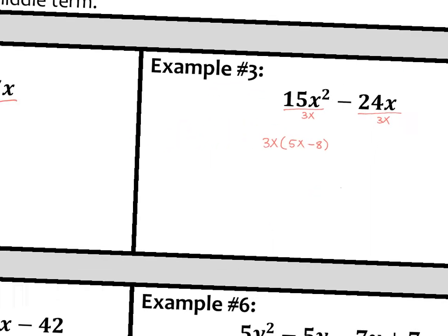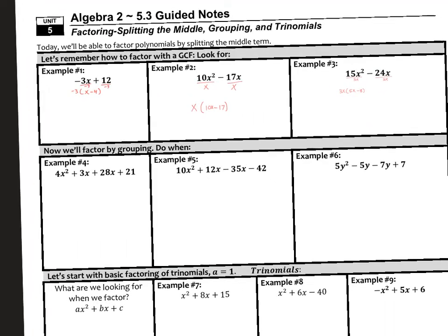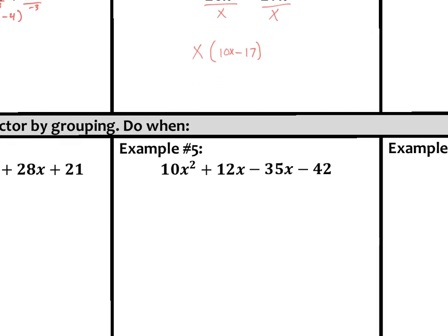Moving on to the next section. Section 2 here is factoring by grouping. Okay. We do this when we have 4 terms. Okay, so we're looking for 4 terms, and we have a GCF in each group of 2. Okay?